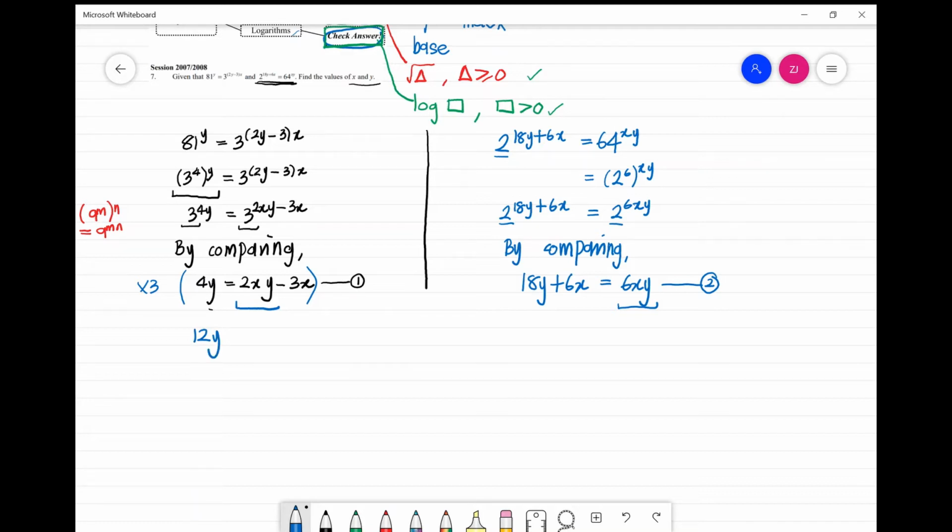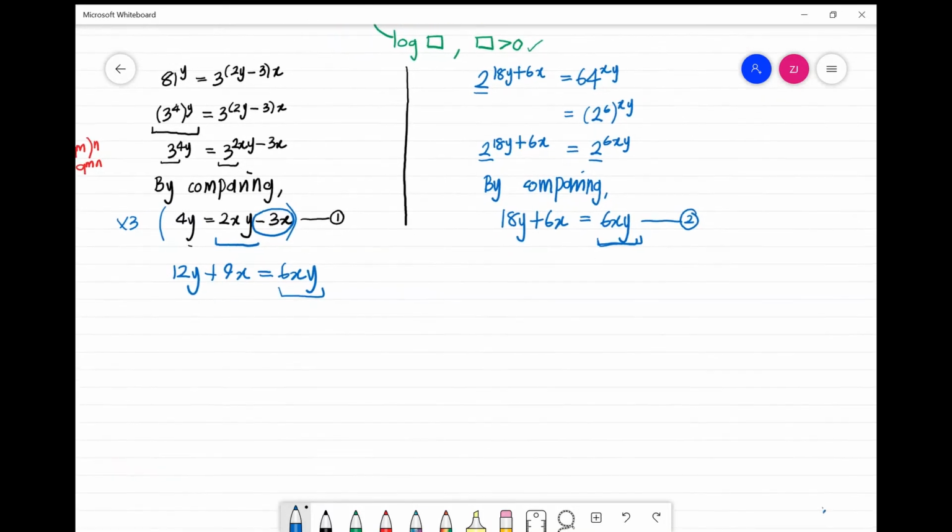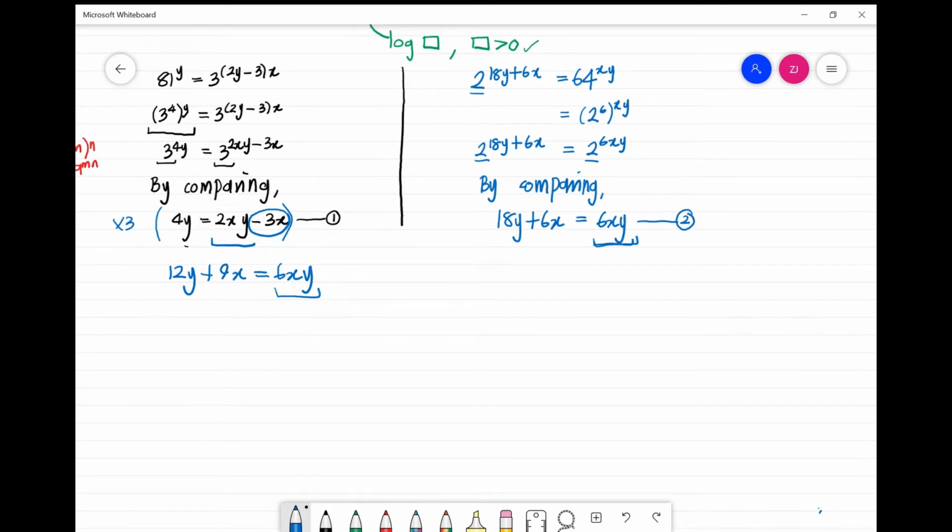Okay, and we bring this negative 3x to the left hand side. We have plus, okay, 3 times 3 will give you 9, equals to 6xy. Okay, we have 6xy here and 6xy here. So we equate these two, so we can get rid of 6xy. We have 12y plus 9x equals to 18y plus 6x.